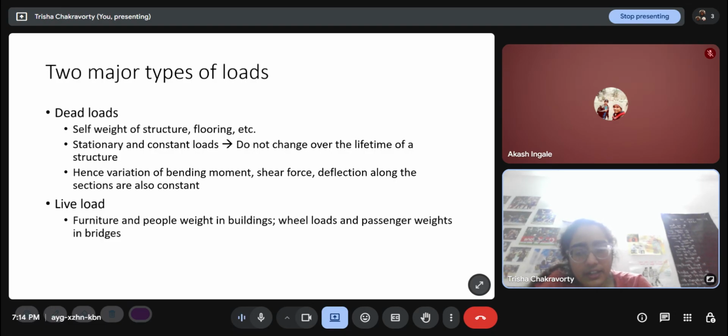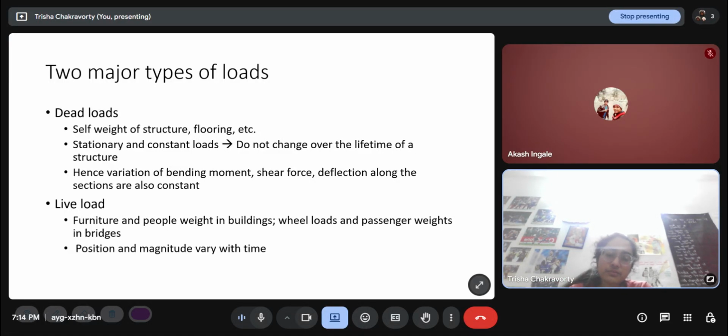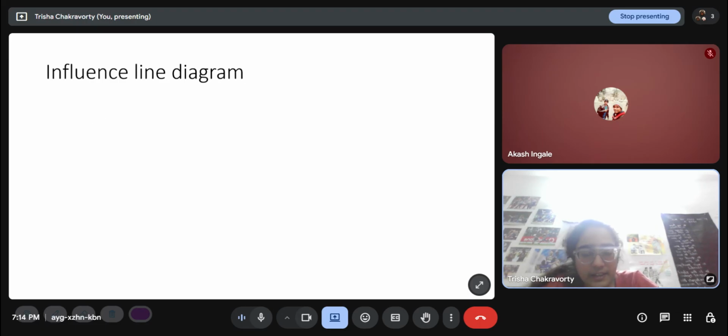But live loads are furniture and people weight inside buildings, wheel loads and passenger weights in bridges. So all kinds of loads which are time varying. So position and magnitude vary with time. In that case, whatever we have studied so far is not really covering the whole part, right? Suppose you are analyzing a beam, like the deck of a bridge, you cannot give a fixed loading pattern. You have to see what is the effect of a moving load on the bending moment and shear force, and also on the deflection. That is why we have to study influence line diagrams.